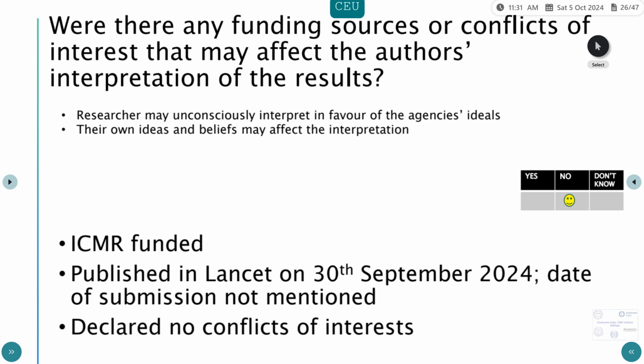So, coming to funding sources or any conflicts of interest, because that's important to know, as reporting can be influenced by where the study was funded from and what are the interests of the authors that are publishing the study. This is an ICMR funded study and has been published in the Lancet on the 30th September 2024. The date of submission to the journal has not been mentioned. The authors at the bottom have declared that there were no conflicts of interest.